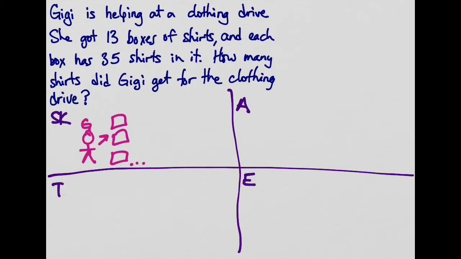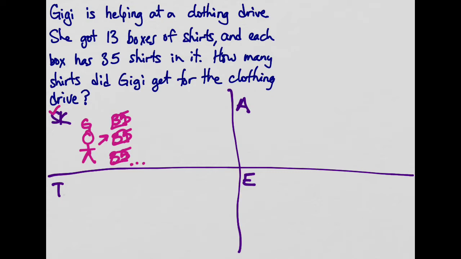And then it told us that each box has 35 shirts in it. So this box has 35 shirts, this box has 35 shirts, and this box has 35 shirts. Okay, I can picture that. I can almost see her. She's standing there, and there are 13 boxes around her. And if I were to open up every box, each one would have 35 shirts in it. I get the situation.